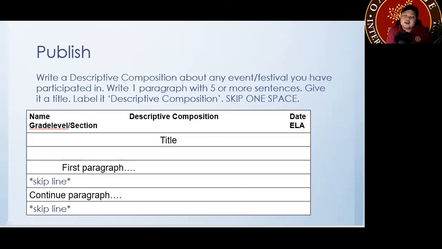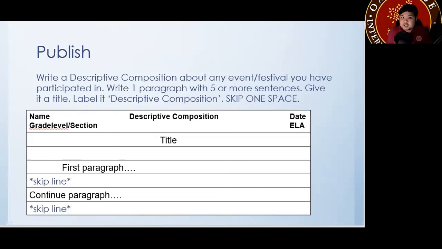For those of you who are going to be submitting in a notebook, or those of you with the learning packets who are submitting on paper: if it's going to be a paper, you put your name, grade level, and section. If it's just in the notebook, no need to put the name, grade level, and section. I already know whose notebooks those are, all right?